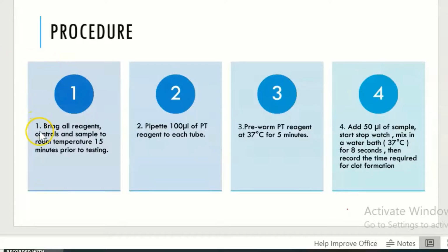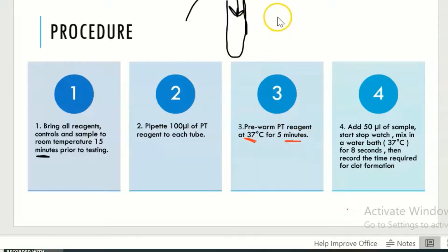Procedure: bring all reagents, control and sample to room temperature 15 minutes prior to testing. Pipette 100 microliters of PT reagent into each tube. As for example, this is a tube. Add 100 microliters of PT reagent and place it in a water bath to pre-warm the PT reagent at 37 degrees centigrade for 5 minutes.